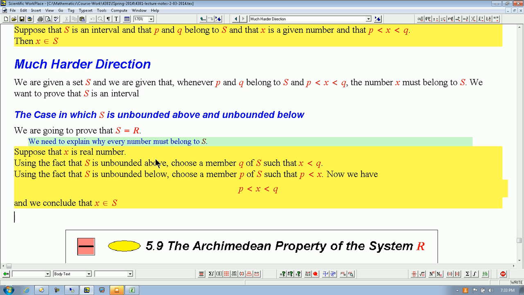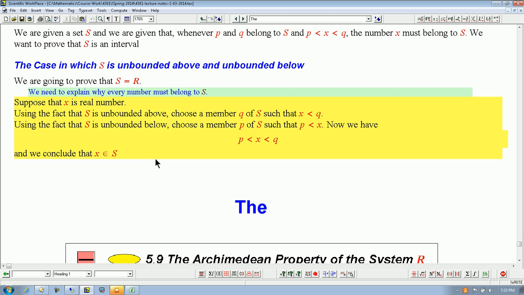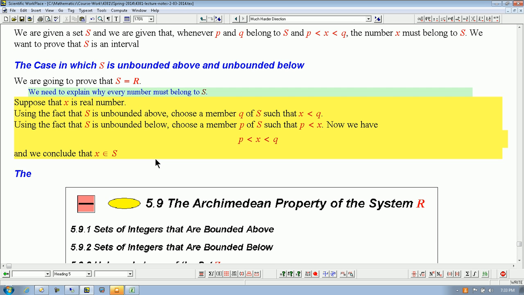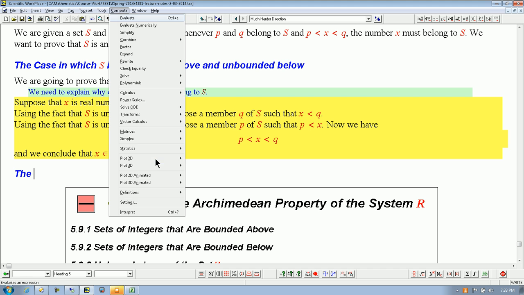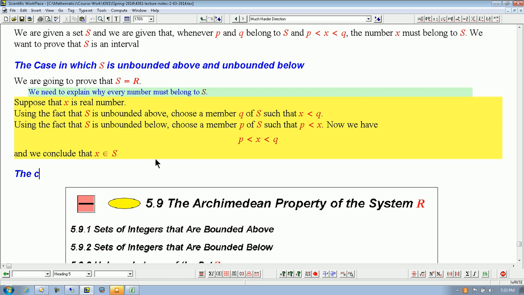The case. Oops, too big. The case. Come on. I'm not capitalizing. Drive me crazy. The case in which S is bounded below and unbounded above.